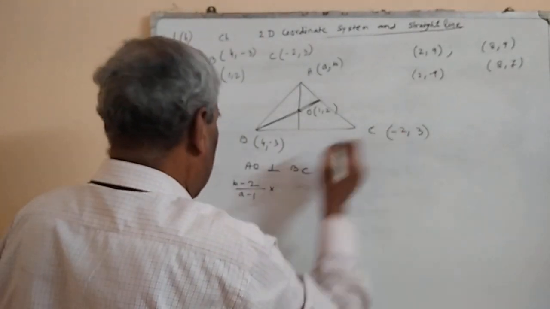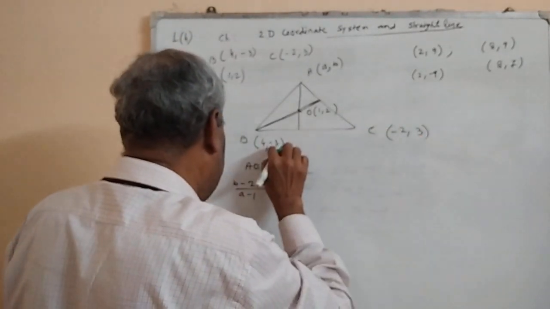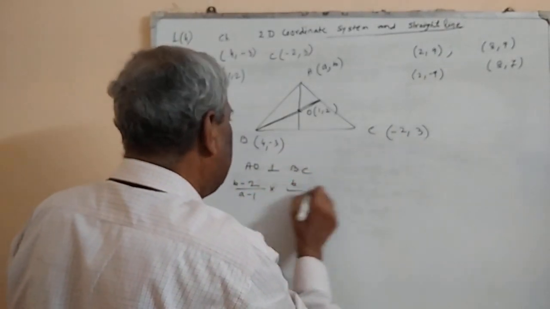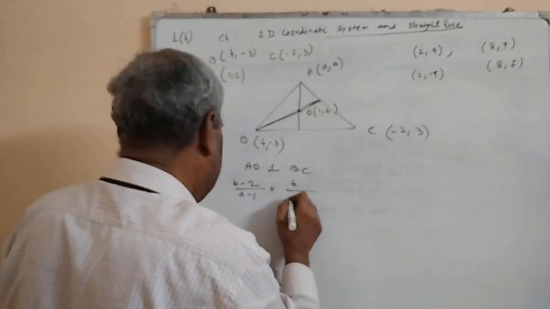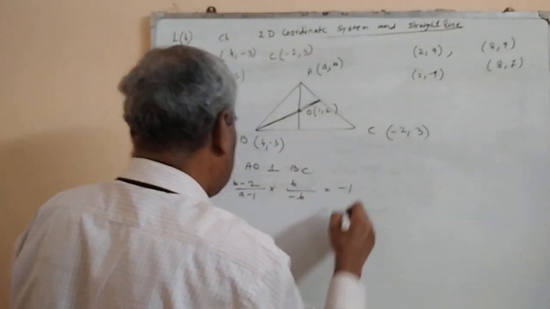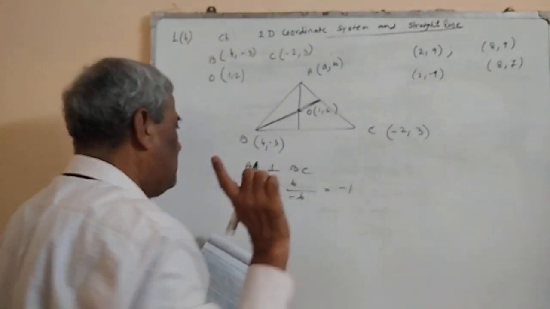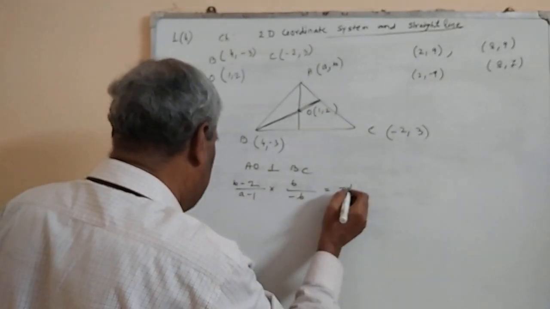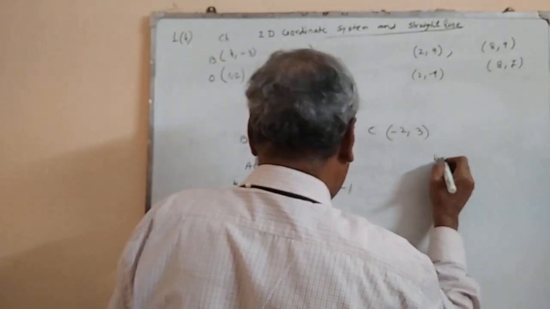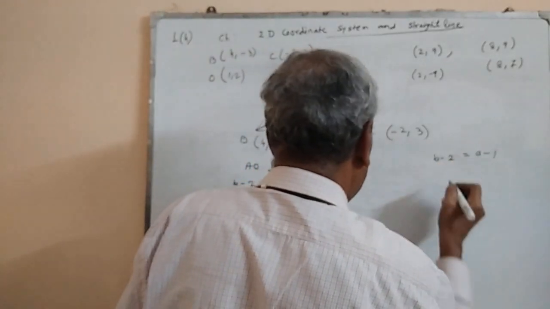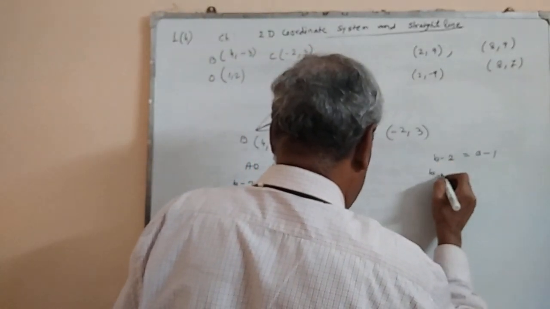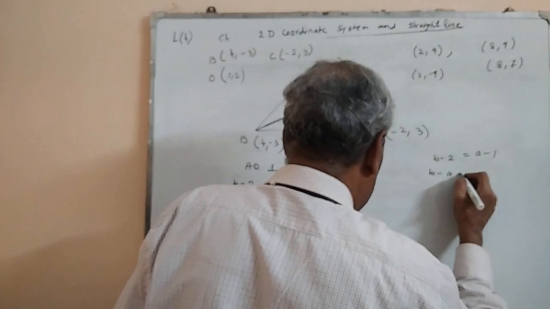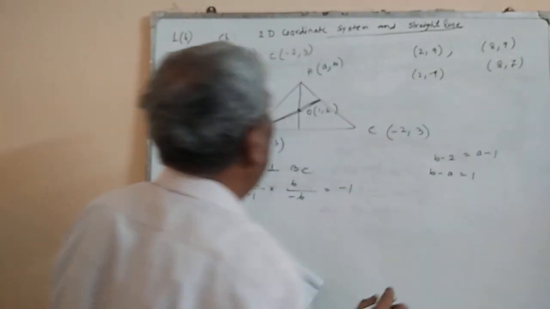BC is (3 minus minus, that is 6) this minus that, by (minus 2 minus 4, minus 6), is equal to minus 1. Minus 6, this is also minus 6. Then this is actually minus 1, this is minus 1. So we get b minus 2 is equal to a minus 1. That is b minus a is equal to 1.